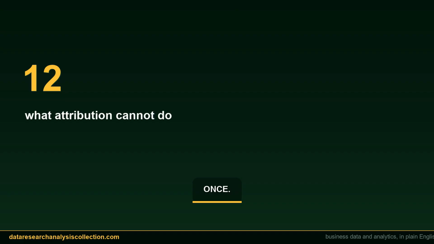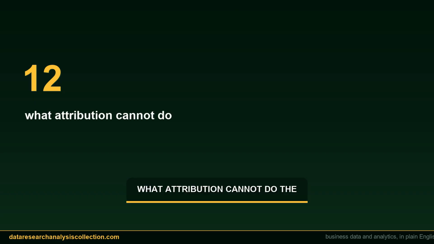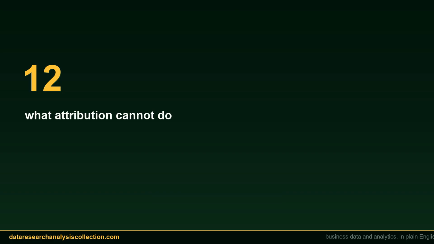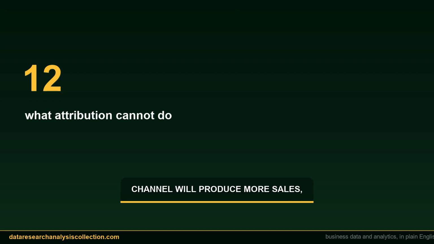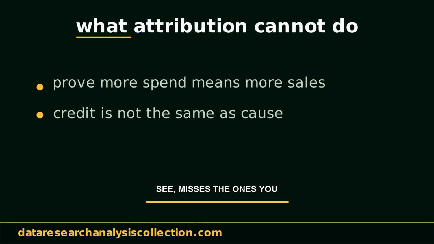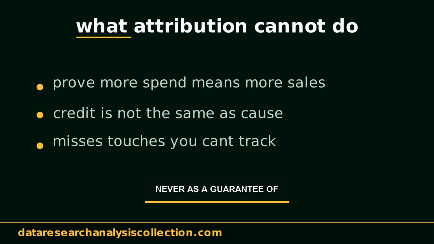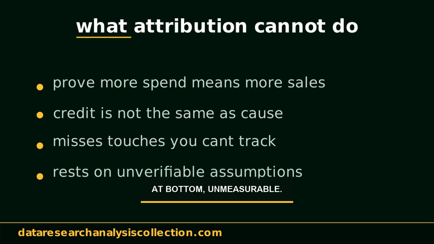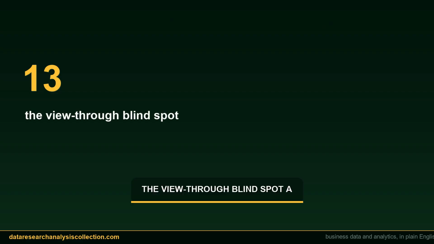What attribution cannot do. The limit stated plainly. Attribution can inform where you spend, but it cannot prove that spending more on a credited channel will produce more sales. Because credit is not the same as cause. It works from the touches you can see, misses the ones you cannot, and rests on assumptions you cannot verify. Treat it as one input to a judgment call, never as a guarantee of return, and never as a precise measurement of something that is, at bottom, unmeasurable. Humility here is not weakness, it is accuracy.